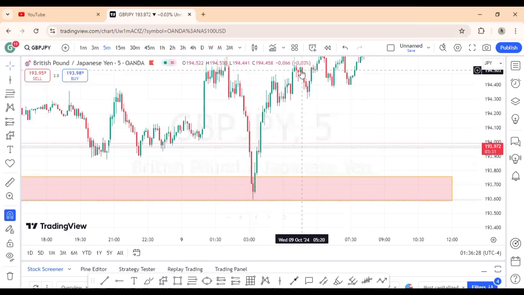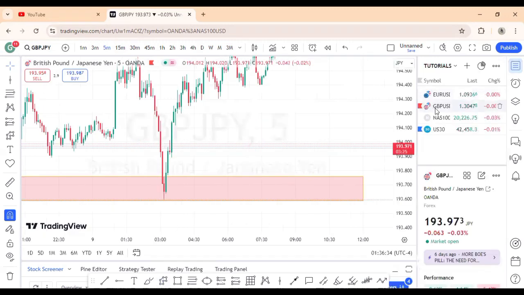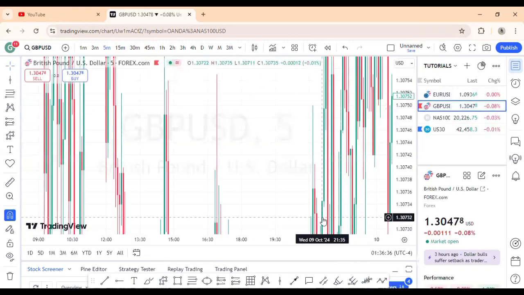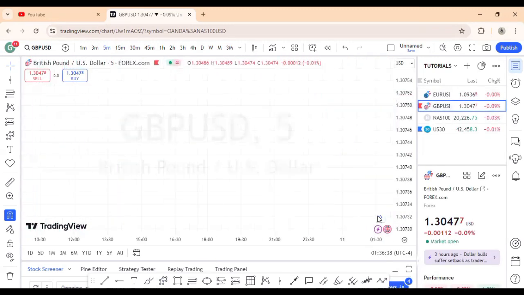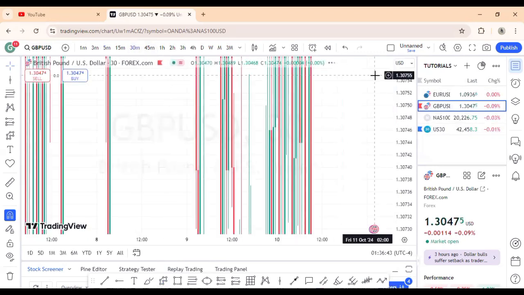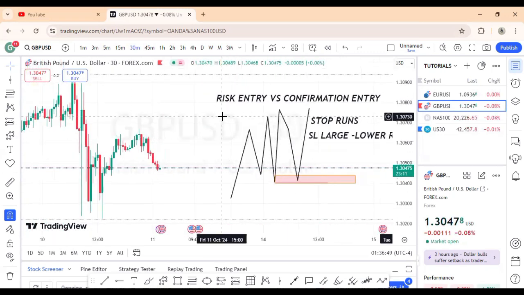Price just came there and then ran away, right? So that's what I'm talking about. This is an example of what I mean. Sometimes price doesn't give you the confirmation entry you seek, right? Sometimes price doesn't give you that confirmation that you seek.